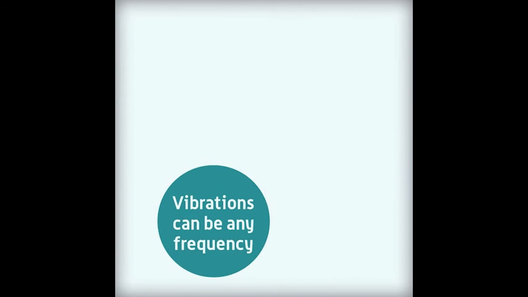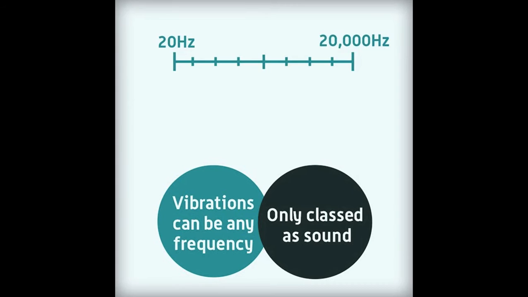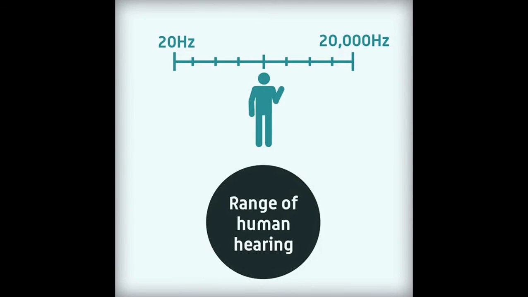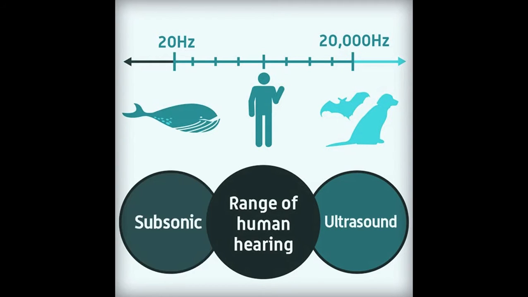Vibrations can be at any frequency, but we only tend to class them as sound if they are between 20 Hz, or cycles per second, and 20,000 Hz. This is the range of human hearing. Some animals have ranges above this called ultrasound, which can be heard, for example, by bats and dogs. And some have ranges below called subsonics, which are used by whales to communicate over long distances.